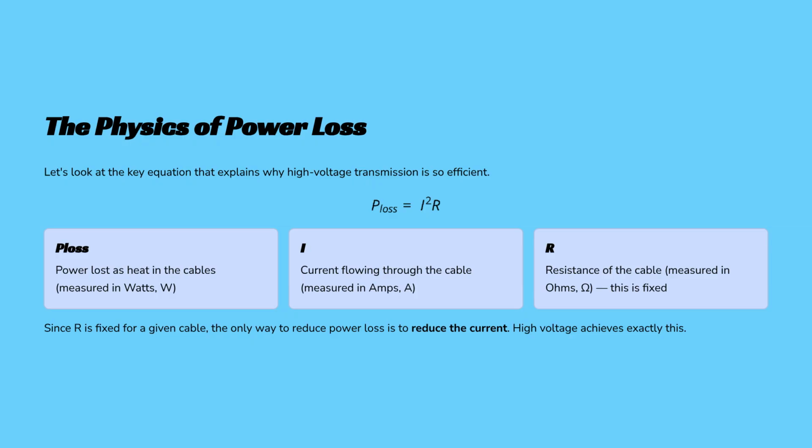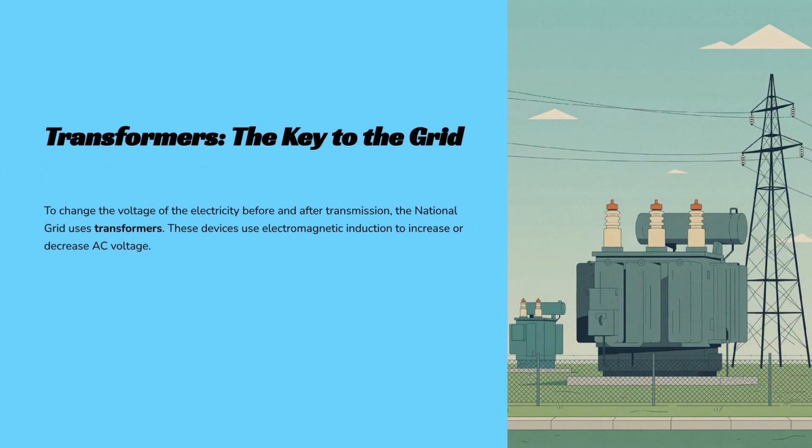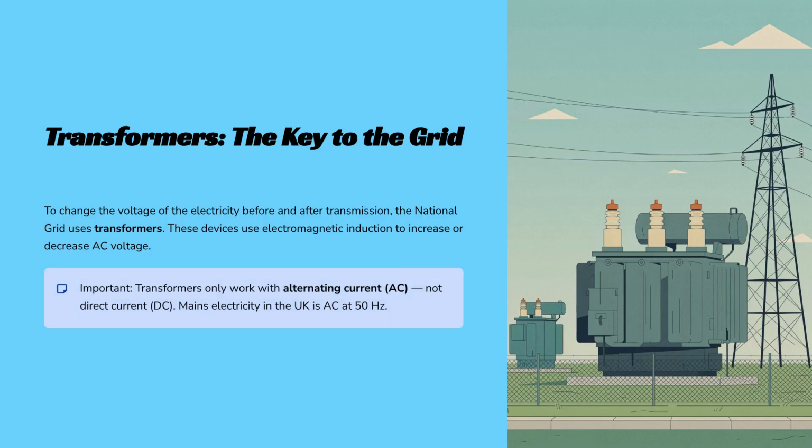Think of the equation P equals I squared times R. Because the cable's resistance is fixed, reducing the current is the only way to lower energy loss efficiently. Transformers are key to this efficiency. They use electromagnetic induction to step voltage up or down. But remember, transformers only work with alternating current, not direct current.